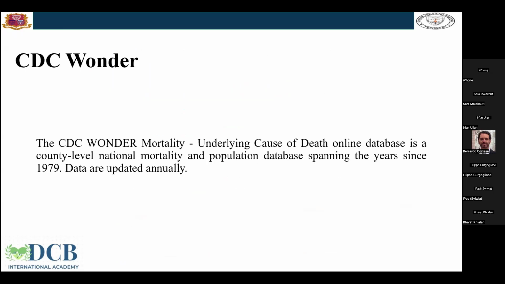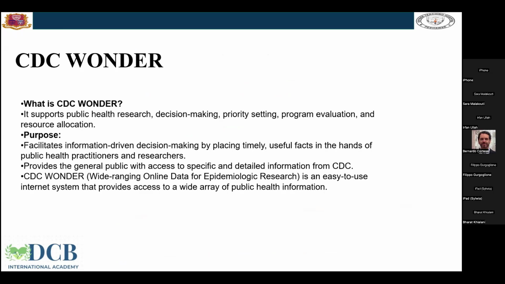This shows mortality and was developed in 1979. Data are uploaded annually. CDC is for public health research, decision making in priority setting, program evaluation, and resource allocation. The purpose is to facilitate information-driven decision making by placing timely and useful facts in the hands of the public health practitioner and researcher. It provides the general public with access to specific and detailed information from CDC. And this is an easy-to-use internet system that provides access to a variety of public health information.